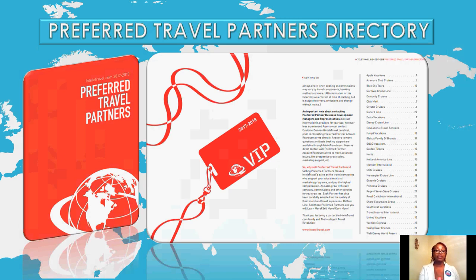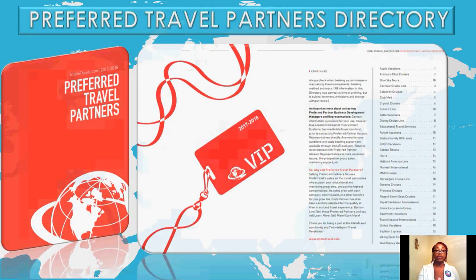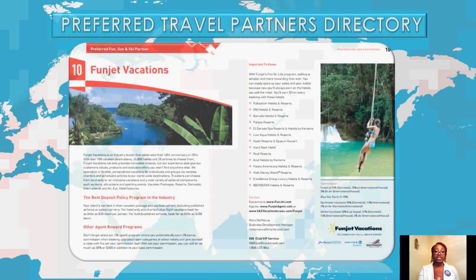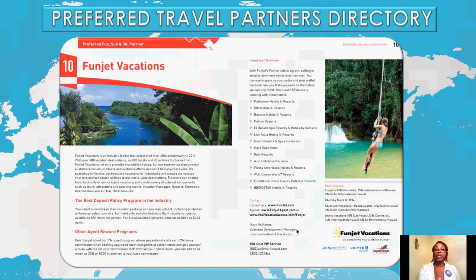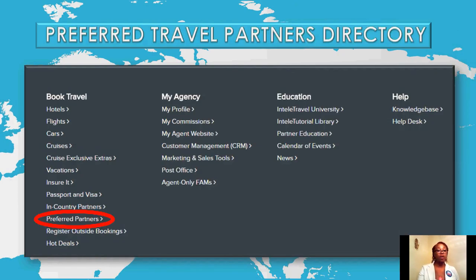Preferred Travel Partners Directory. Take some time to go through this. This is where all our preferred partners are. All of their information is here. If you are booking groups and you need the business development manager, the information is below here, always below here. In this section, you see their email address, their telephone numbers. You can send them an email, introduce yourself to them, and let them know what you need their assistance with. They'll be happy to help you.